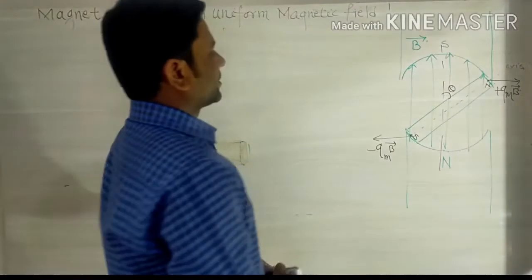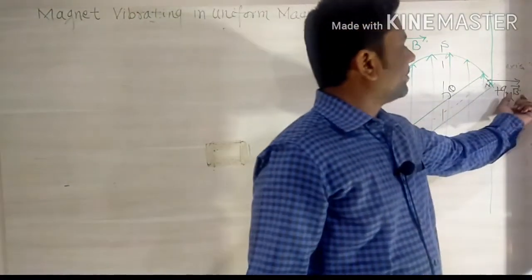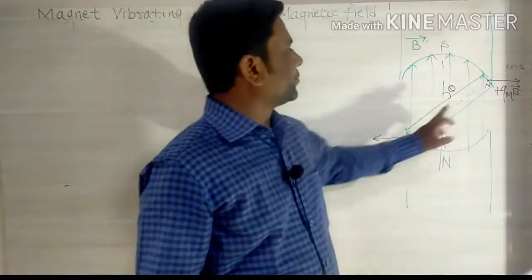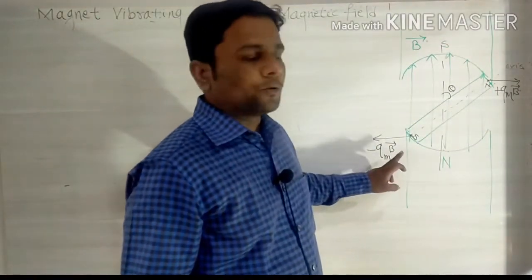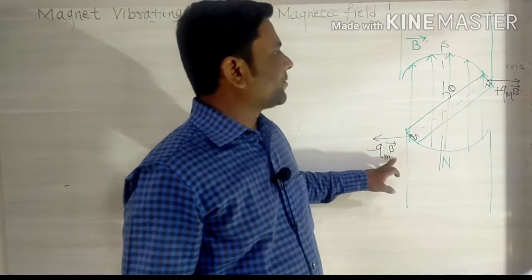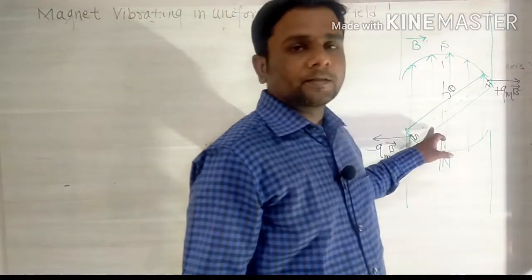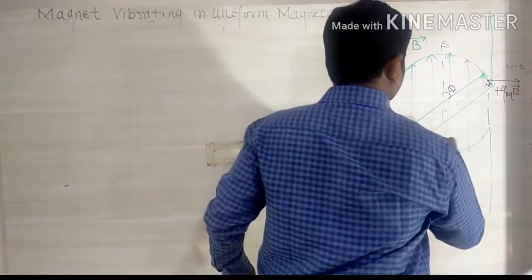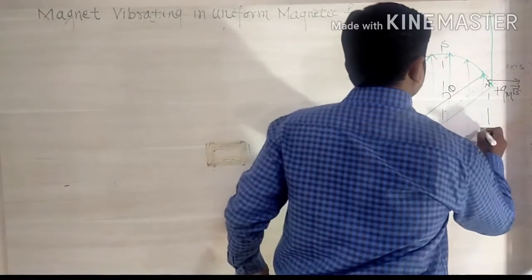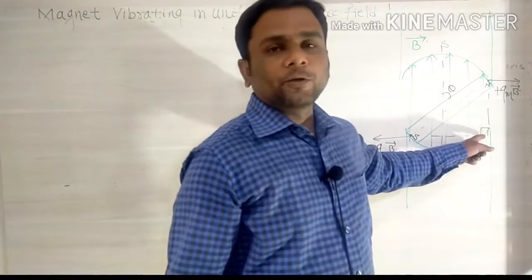So these two forces are equal in magnitude, qmB, qmB, but opposite in direction, plus and minus. They are equal in magnitude but oppositely directed and separated by a perpendicular distance, then it produces torque.